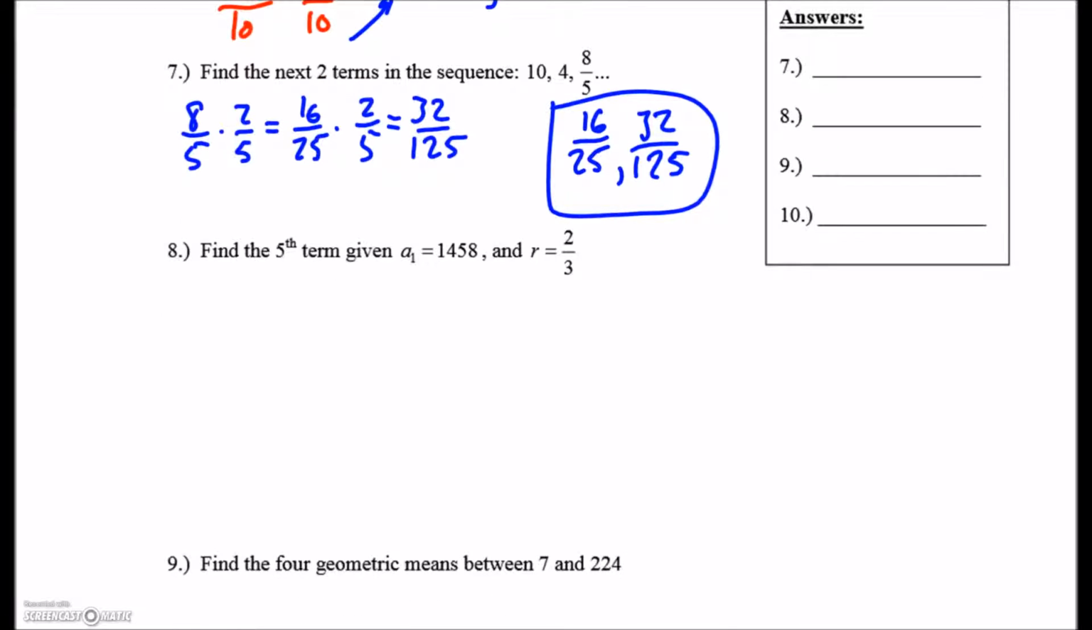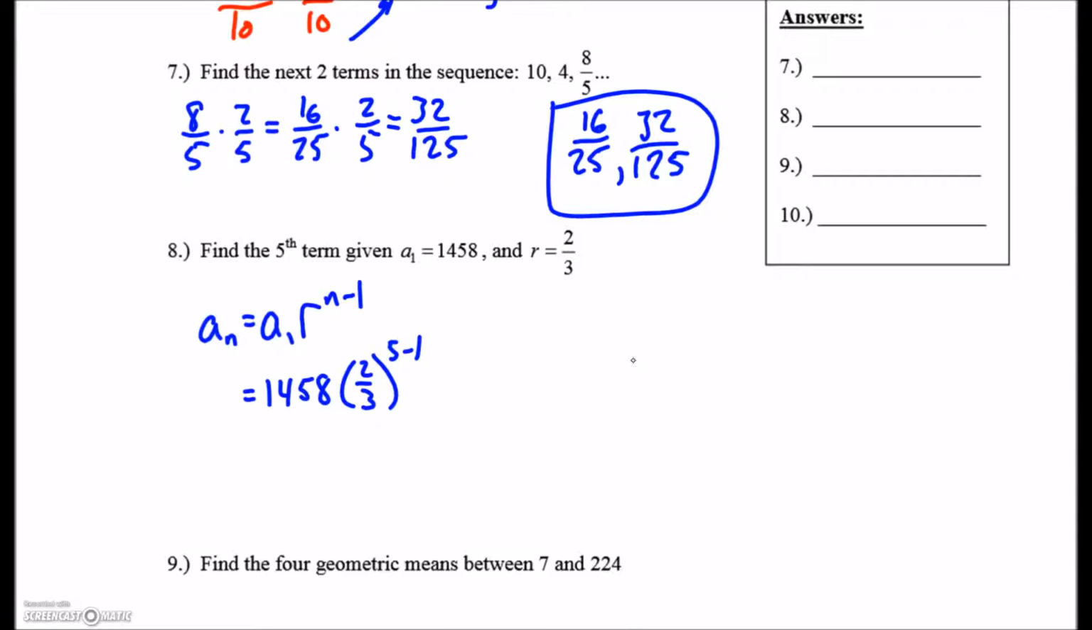If we look at the next one, it says to find the fifth term given a sub 1 and given an r value. So right away, because we're given an r value here, we know we're looking for something that's geometric. And since I'm looking for a term here, not a sum, I'm going to use my geometric formula that says a sub n equals a sub 1 times r to the n minus 1. And I just start plugging in what I know. I know that a sub 1 is 1,458. I know that the r value this time is 2/3, and I'm going to raise it to the 5 minus first power here.